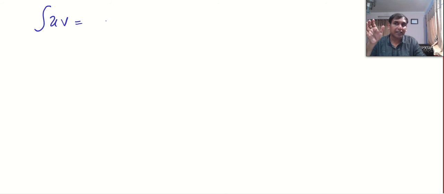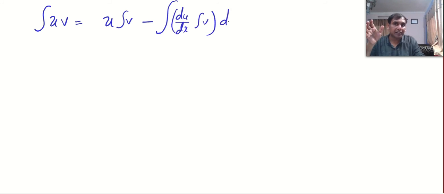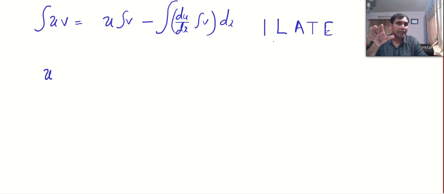Yeah, it goes like u integration of v minus, inside a very big integral, derivative of u into integration of v dx. I have a small trick for this. So you can try this trick. What you have to do is you write u. By the way, the order in which the function should be is ILATE. I hope you remember this. Inverse function, logarithmic, algebraic, trigonometric, and exponential.